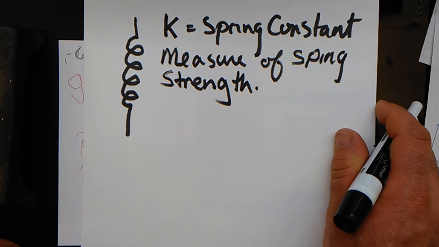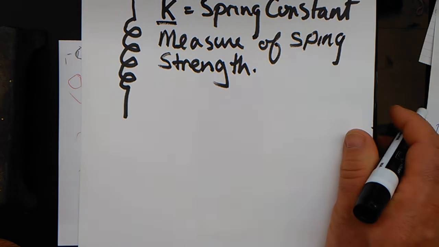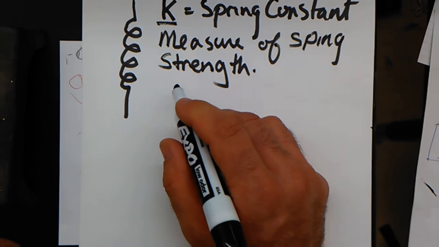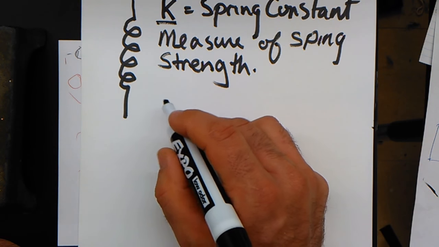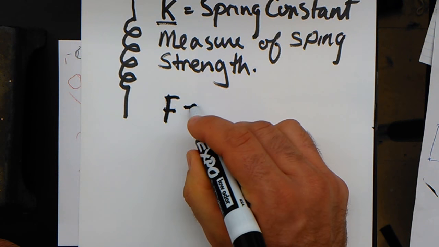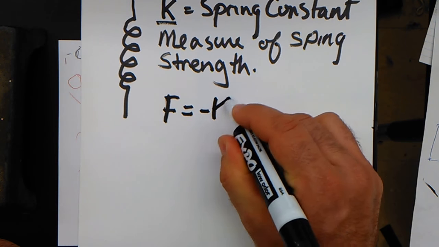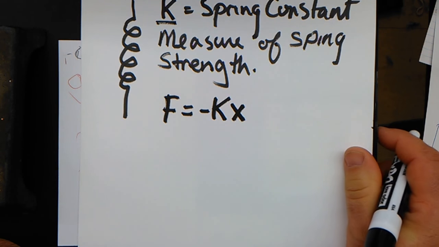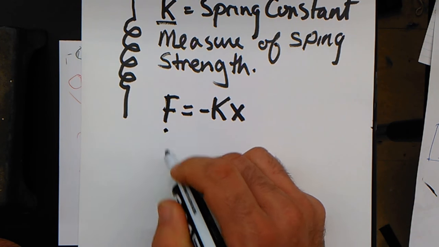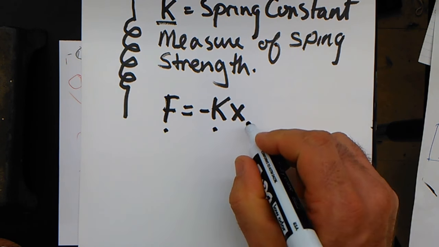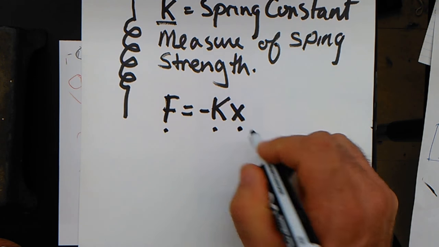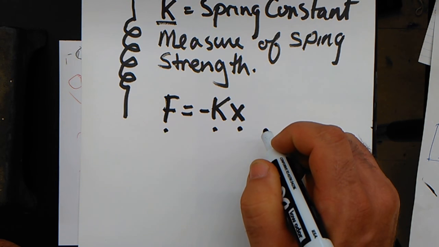Now, we call it K. It's a spring constant, and we do have a formula for that. I'm going to give you that right now. Here it is. Force equals negative kx. This is the force applied to the spring. This is the spring constant. And this is the distance that the spring stretches.